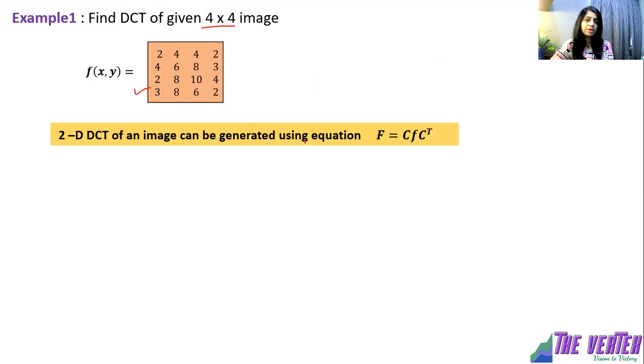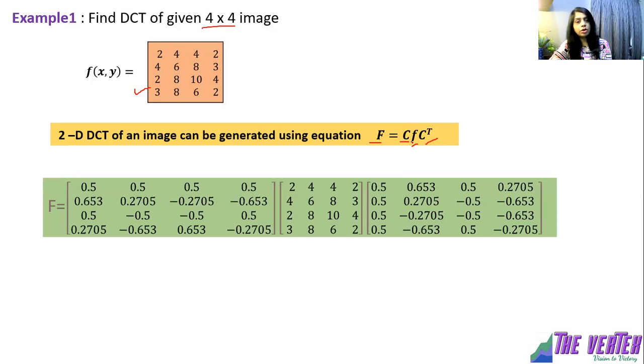The two-dimensional DCT of an image can be generated by using the equation F = C f C transpose. What is C? C is the cosine matrix. Since the image size is 4x4, we have to use the 4x4 cosine matrix. I have already shown you how to calculate this cosine matrix, and that matrix is fixed. So you have to take this cosine matrix, same as I have shown you in the previous slides.